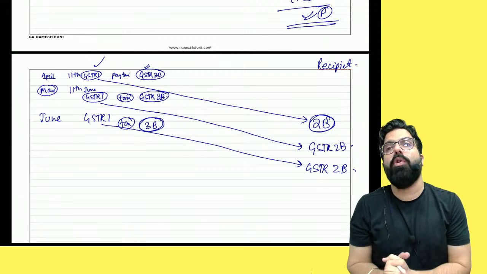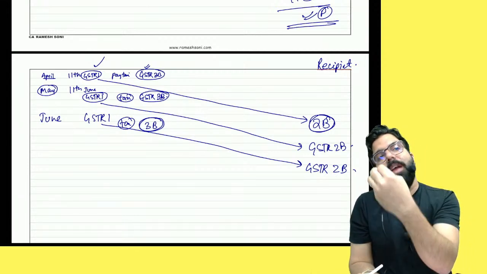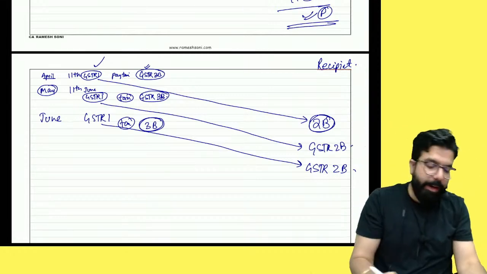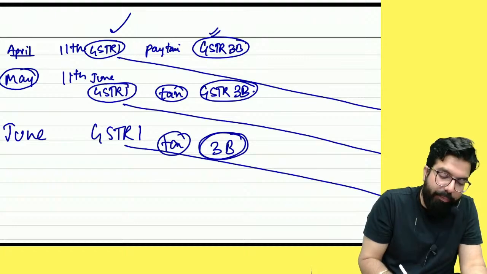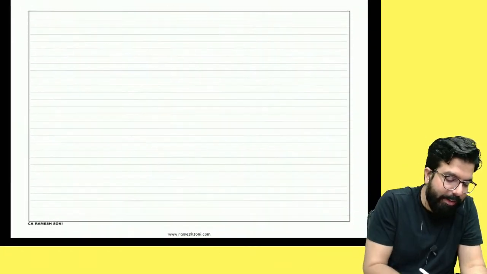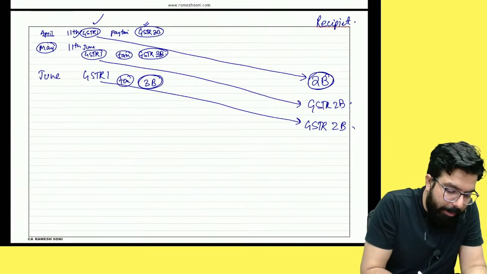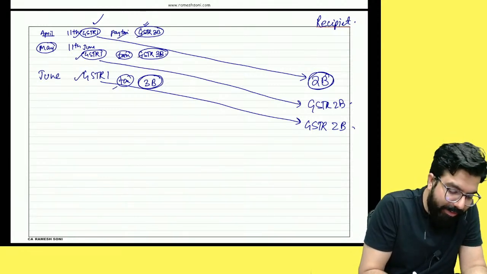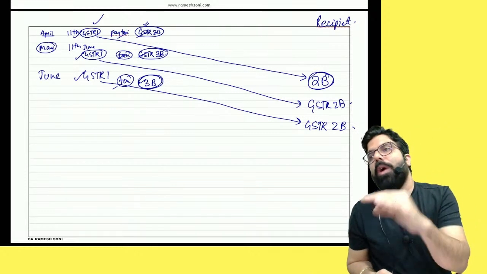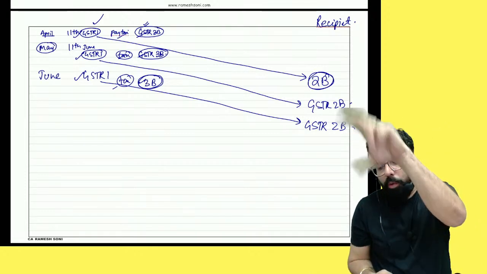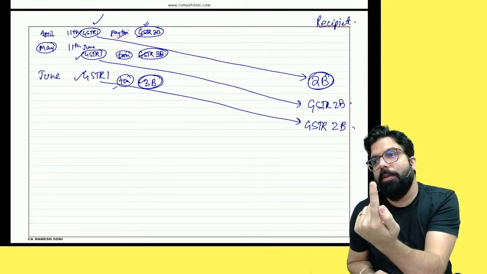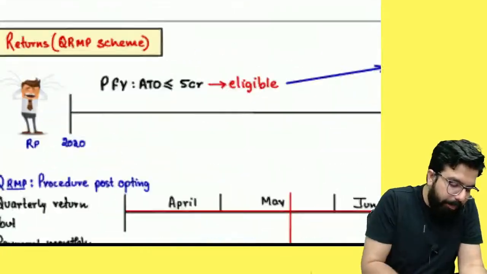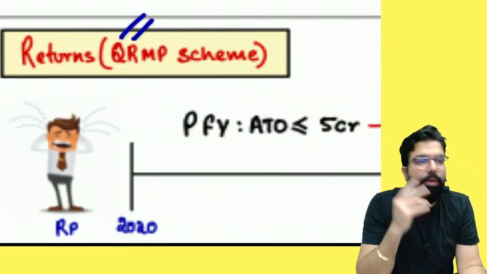So people went ahead and told the government, we don't want this monthly tension. You give us something quarterly. So the government said, instead of filing GSTR 1 and GSTR 3B like this, April's GSTR 1, May's GSTR 1, June's GSTR 1, then pay the tax and file GSTR 3B each time, what you can do is, for every quarter, you can file one GSTR 1 and one GSTR 3B. Hence the government told over here, monthly, quarterly return you can file.